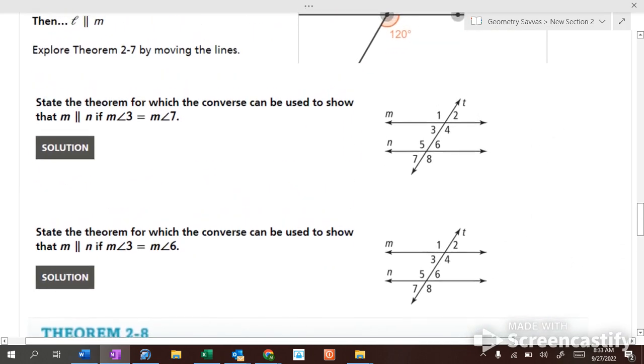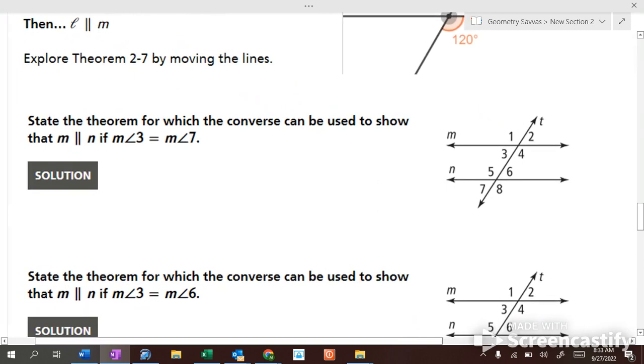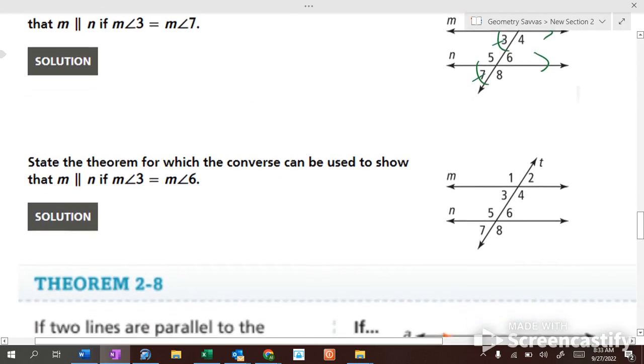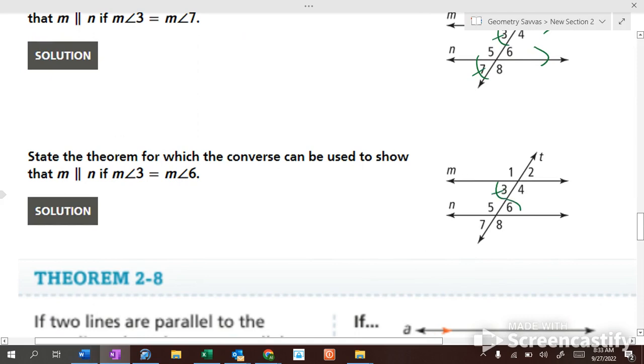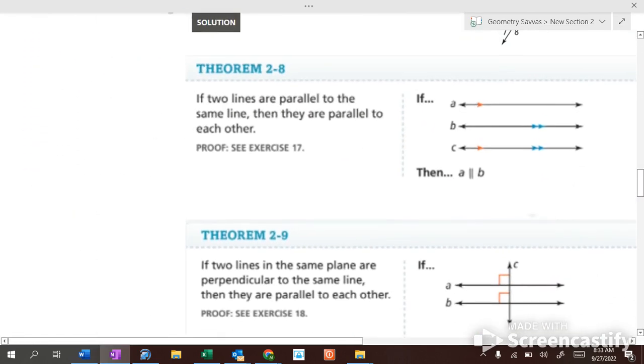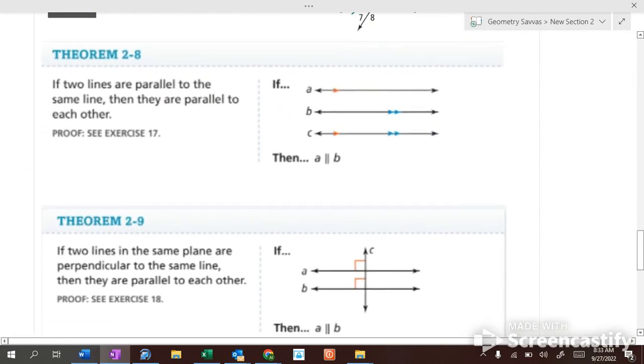Okay? So, which theorem says that these lines are parallel because angle 3 is congruent to angle 7? What types of angles are 3 and 7? Corresponding. So it's the converse of the corresponding angles theorem. What about 3 and 6? If 3 and 6 are congruent, what tells us that these are parallel? What types of angles are 3 and 6? Alternate interior angles.